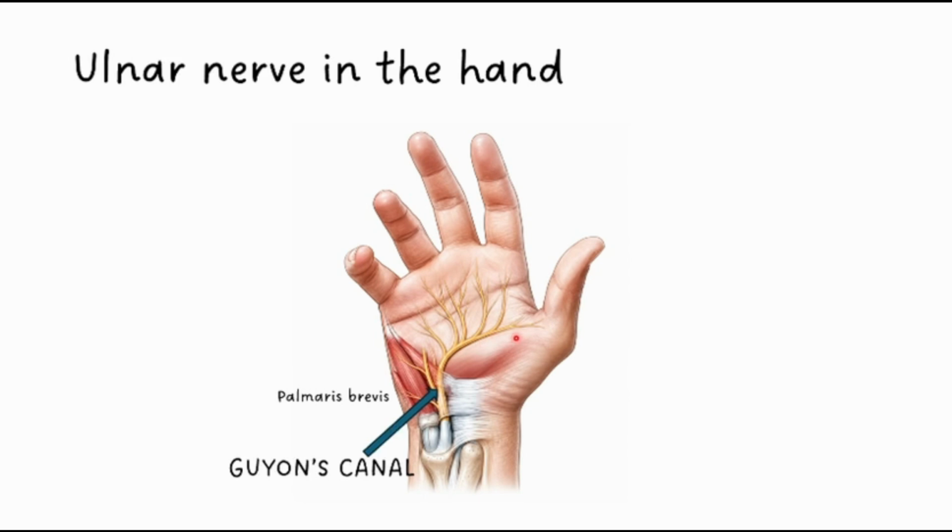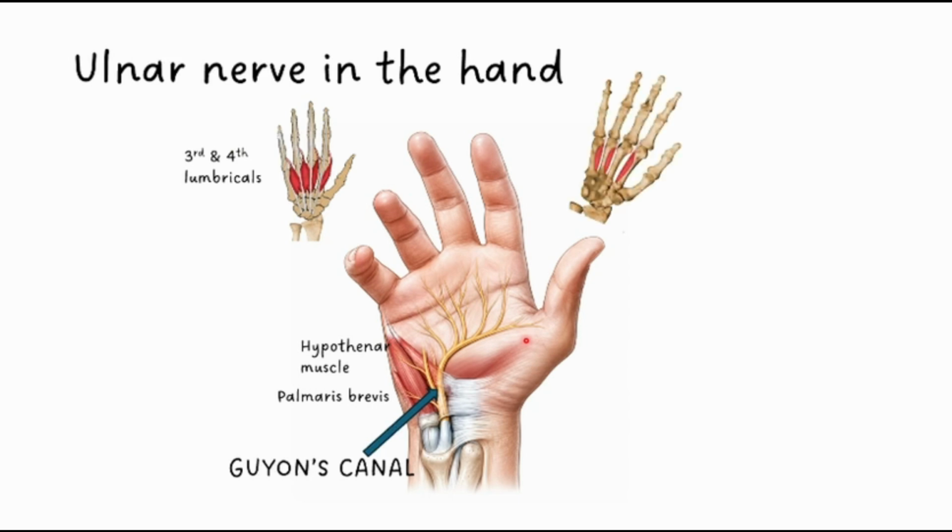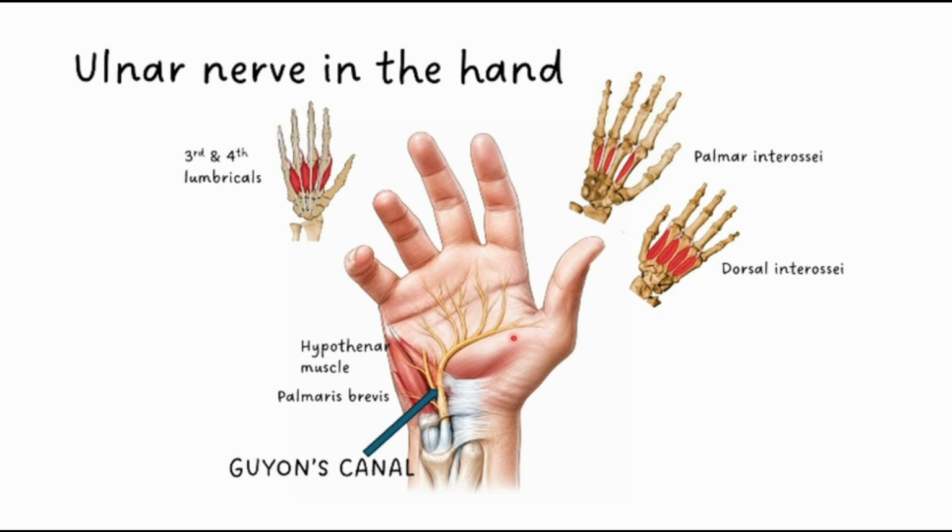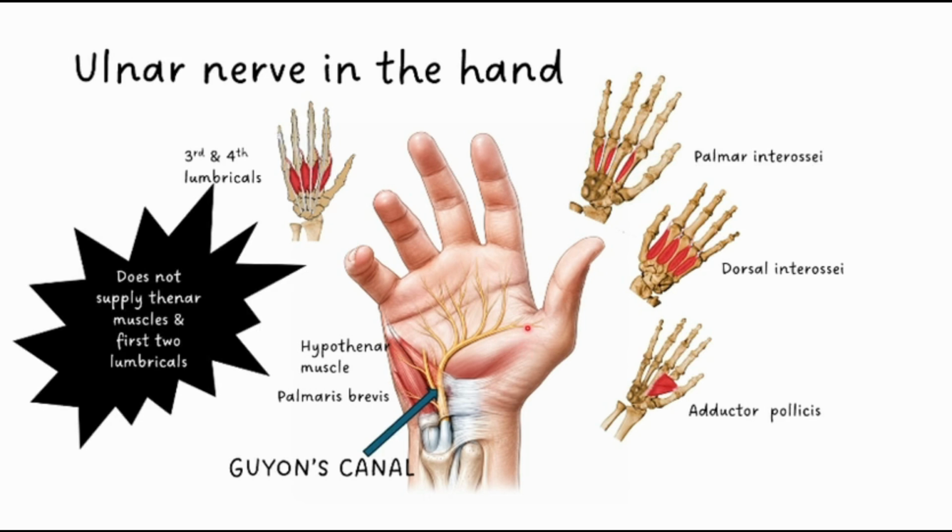So this deep branch of the ulnar nerve is purely motor and supplies all the intrinsic muscles of the hand, which includes the hypothenar muscles, the third and fourth lumbricals, all the palmar interossei, all the dorsal interossei, as well as the adductor pollicis. Here you need to remember that the ulnar nerve supplies all the intrinsic muscles except the muscles of the thenar eminence, that is the thenar muscles and the first two lumbricals.